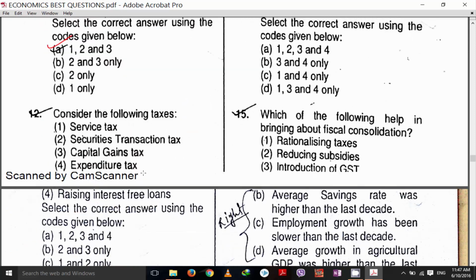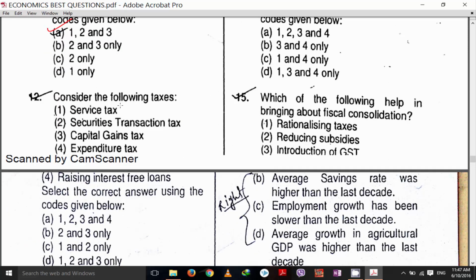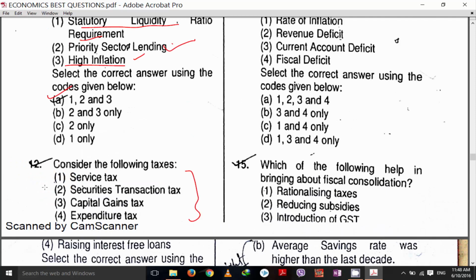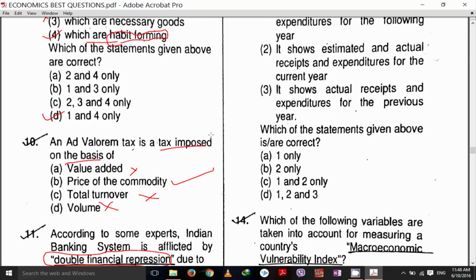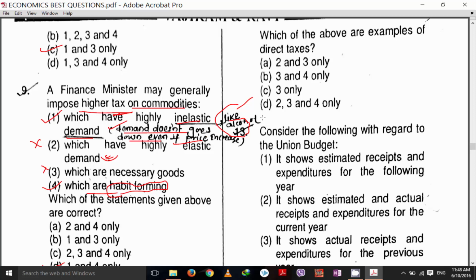Next question: consider the following taxes: service tax, security transaction tax, capital gain tax, expenditure tax. Which of these are direct taxes? Okay, so direct taxes are security transaction tax, that is STT, capital gain tax CGT, and expenditure tax. These are all direct taxes. Okay, which is an indirect tax? Service tax is an indirect tax. So the answer is 2, 3 and 4, D, direct taxes.